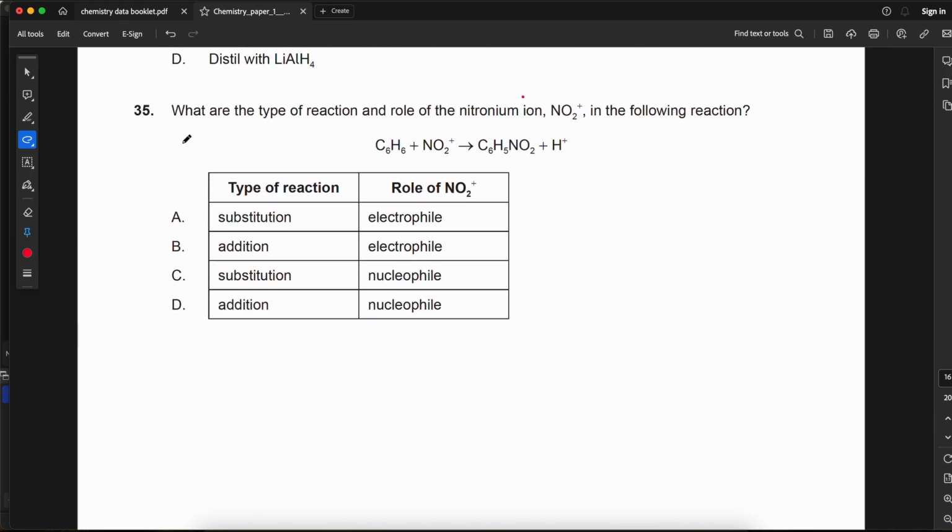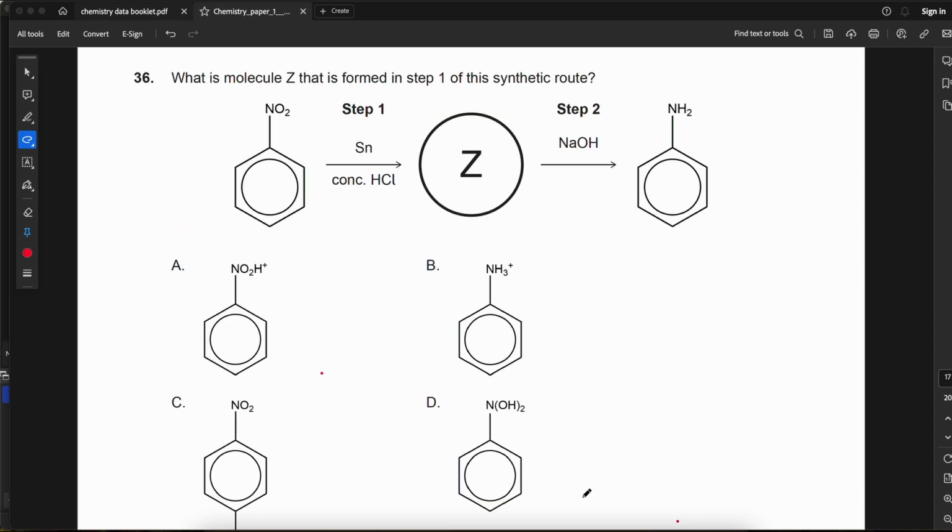What are the type of reaction and role of the nitronium ion, NO2+, in the following reaction? NO2+ is an electrophile and it has a positive charge, so it's an electrophile, so this one is not. It means electron deficient and seeks to attract electrons from other atoms or molecules. They are known for their ability to accept an electron pair during a chemical reaction. So it substitutes H+ as a leaving group. So the answer will be A.